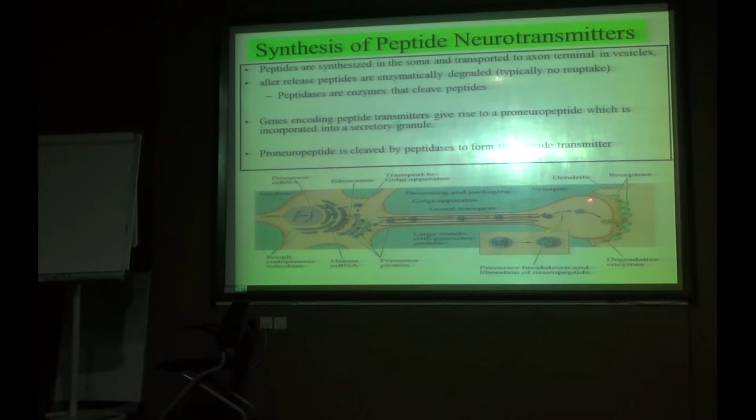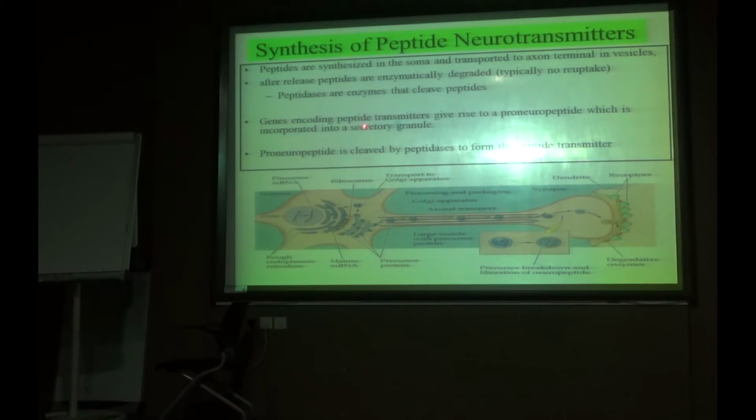So this is the receptor, this is the synapse, and this is the postsynaptic axon terminal. So the peptide is synthesized in the soma, transported to the axon terminal in the vesicles, and then released, enzymatically degraded, and then removed here. There are three mechanisms. Now I will come to this point later on. The peptidases are enzymes which cleave these peptides.